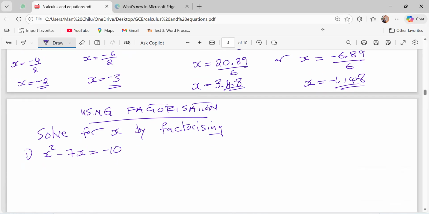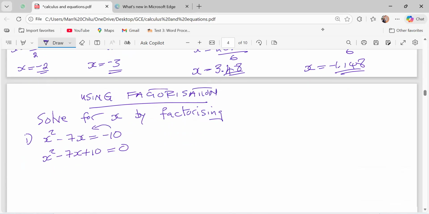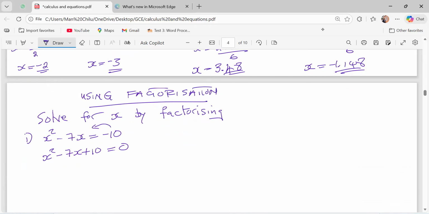So the first thing to do is to bring this 10 to this side. So x squared minus 7x, 10 goes to the other side, becomes +10, which is equal to 0. So we need to look for two numbers such that when we add, we'll get -7, and when we multiply, we'll get +10. So what are those two numbers?